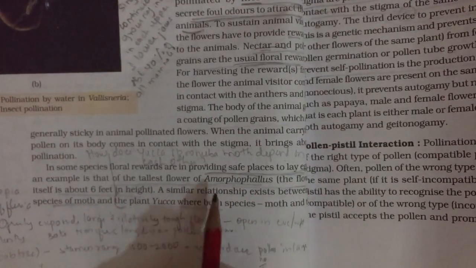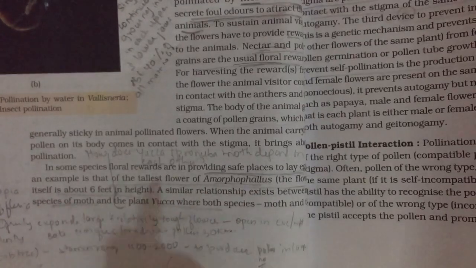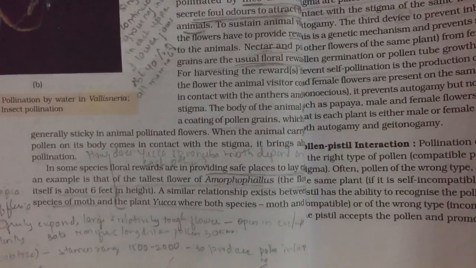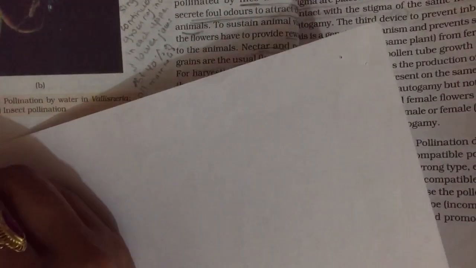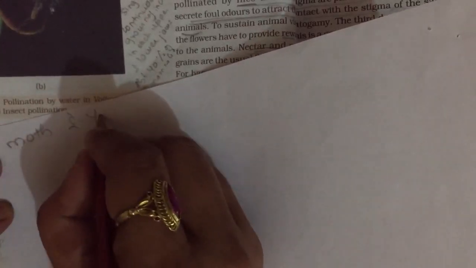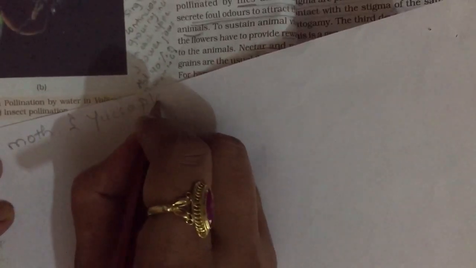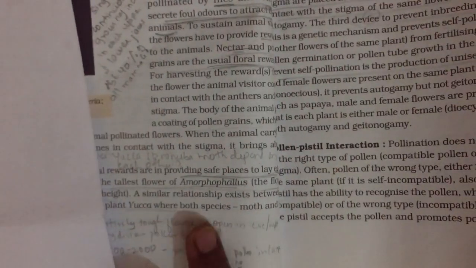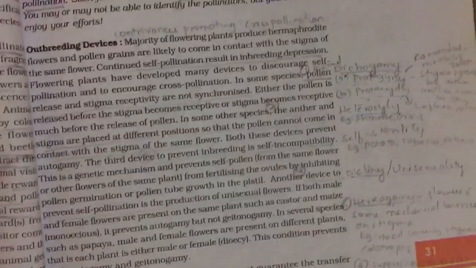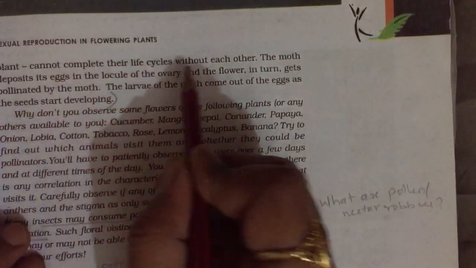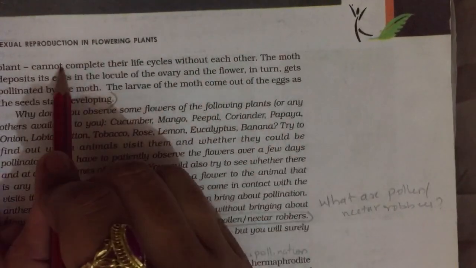Okay. A similar relationship exists between the species of moth and yucca plant. So here they have given a moth and a yucca plant. Here, what does the moth do? Both the species, moth and yucca plant, cannot complete their life cycle without each other, which means both are dependent on each other.